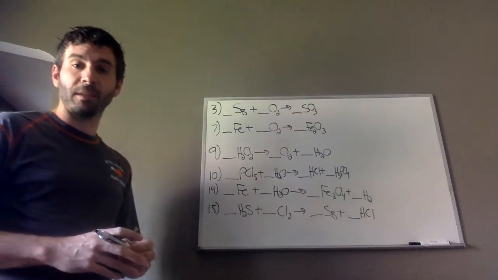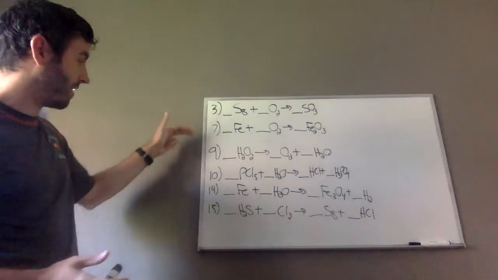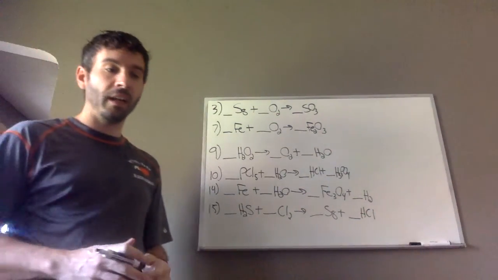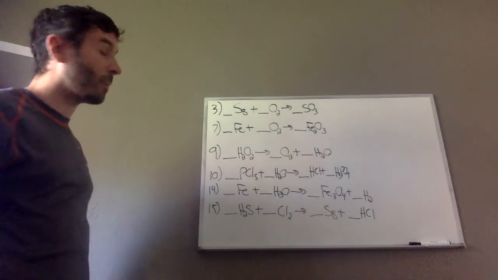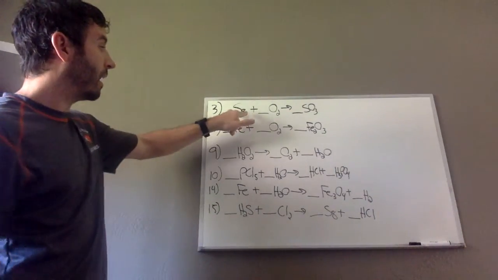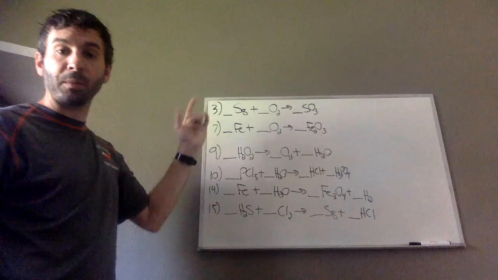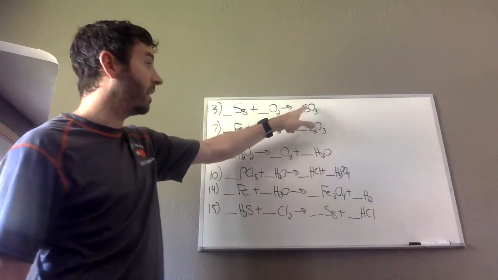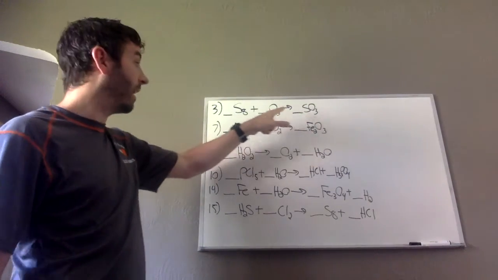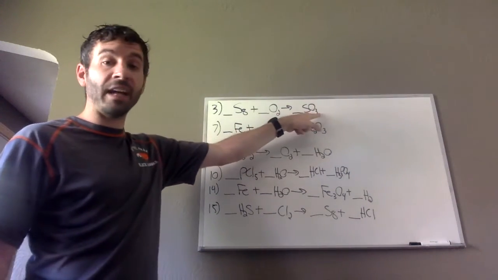Okay, so I just picked some of the harder examples, 3, 7, 9, 10, 14, 15, and then I'll do a couple more. I just didn't have any board space for them. I picked these ones again because they're harder. So again, you want to make sure you have the same number of each type of element on both sides of the equation. Here I see I have 8 sulfurs, here I see I have 1, and here I have 2 oxygens, here I have 3.